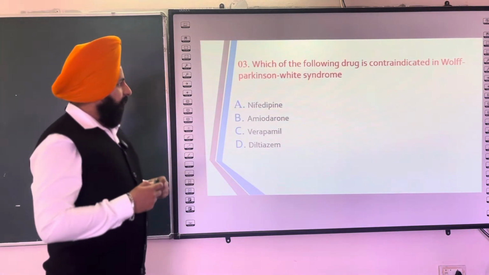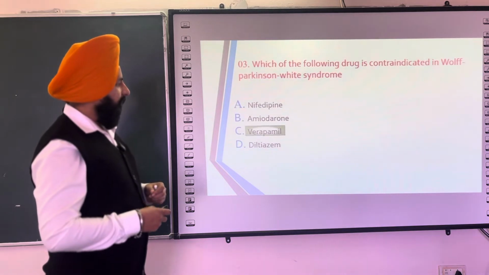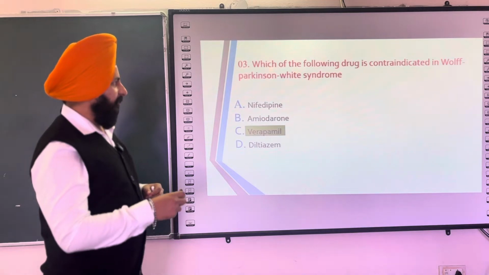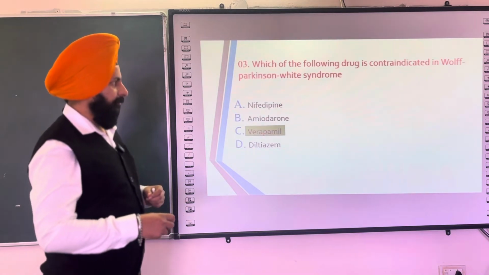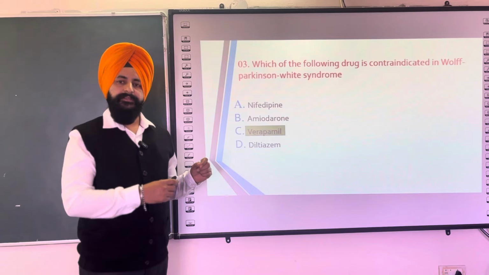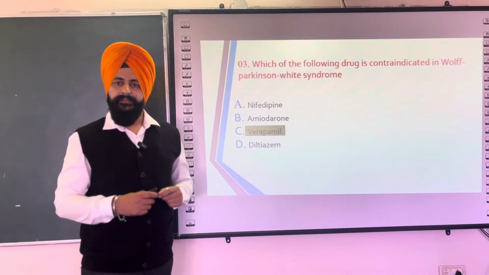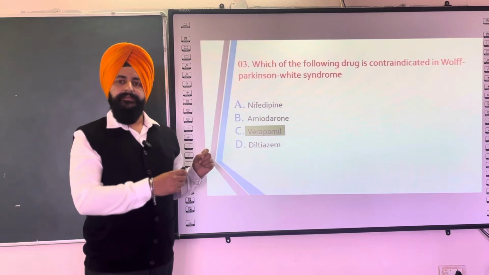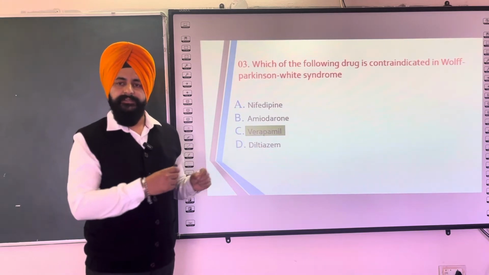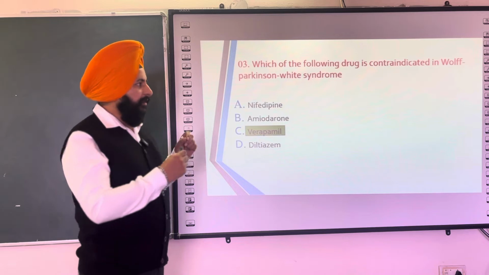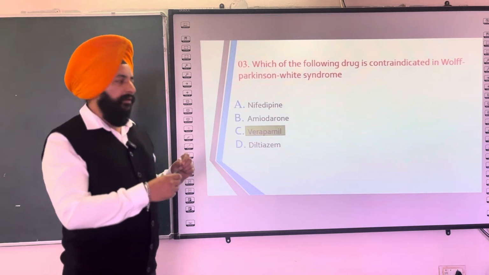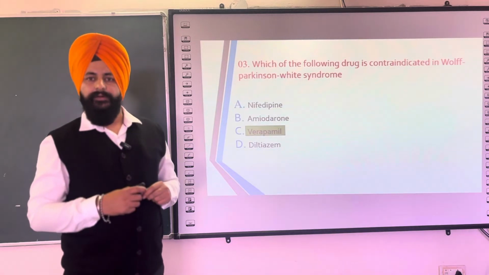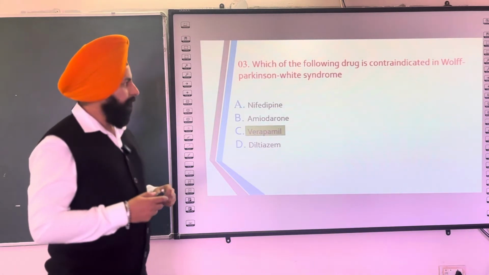The correct answer for this question is verapamil. Verapamil is contraindicated in Wolff-Parkinson-White syndrome because it interferes with the refractory period, and also verapamil can interfere with the preload on the heart side. So the conduction velocity can be variable with verapamil. That's why it is contraindicated in Wolff-Parkinson-White syndrome.